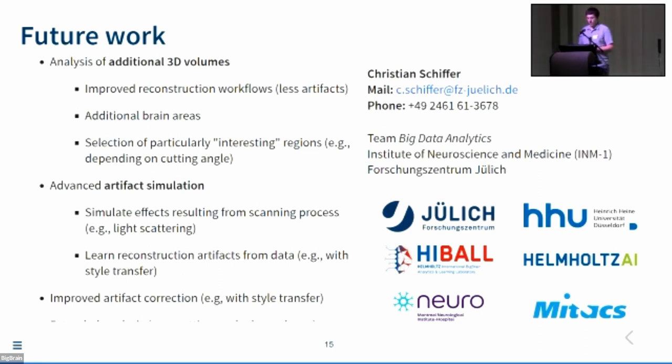As the artifact simulation was quite promising, it would be interesting to have a look at how we can make this even better, and maybe even use something like style transfer to learn how to generate these artifacts artificially during training. And finally, some final potential work directions would be to improve the artifact correction. So the removal of, for example, missing sections with style transfer. But I think the top two would be the most promising ones.